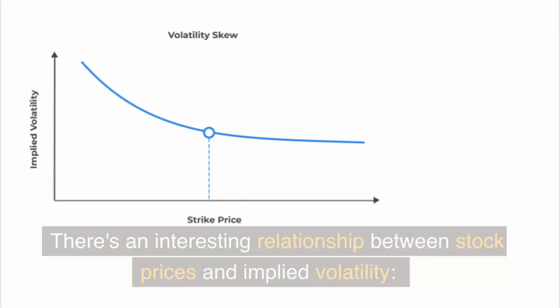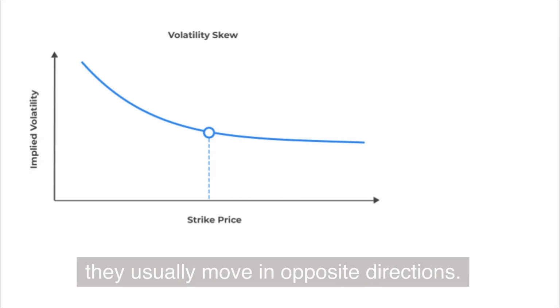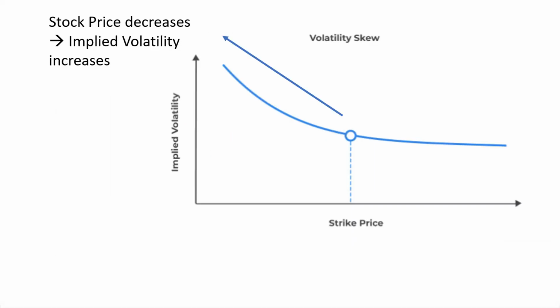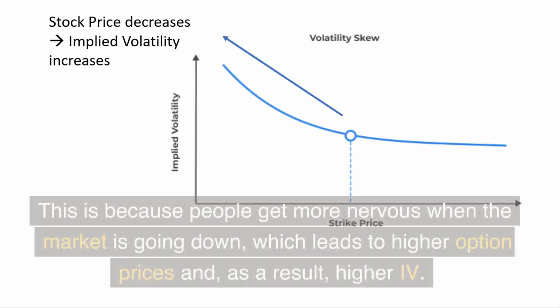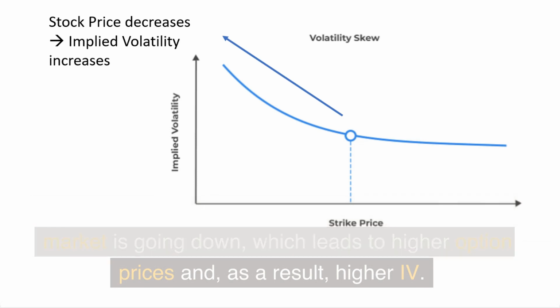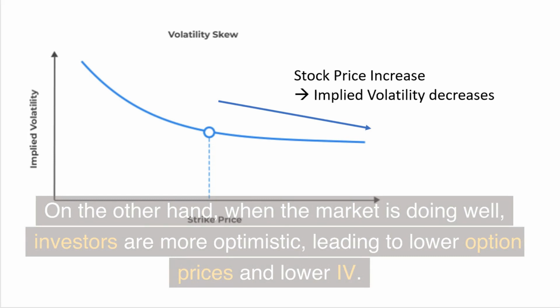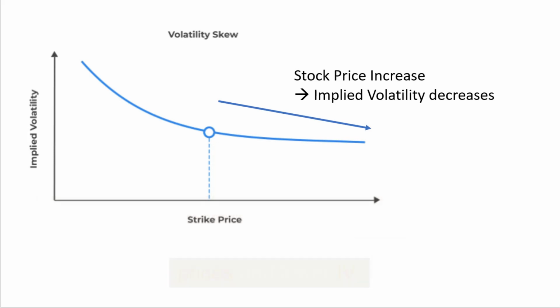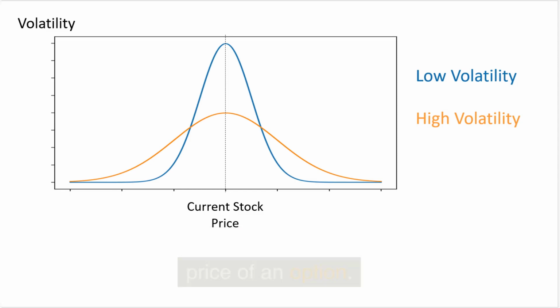There's an interesting relationship between stock prices and implied volatility. They usually move in opposite directions. When stock prices drop, IV tends to increase. And when stock prices go up, IV usually goes down. This is because people get more nervous when the market is going down, which leads to higher option prices and, as a result, higher IV. On the other hand, when the market is doing well, investors are more optimistic, leading to lower option prices and lower IV.